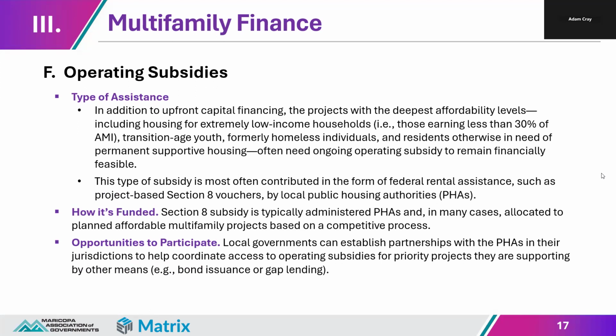So we're talking housing for extremely low income households at 30% of AMI or less, transition age youth, formerly homeless people, and folks who really need permanent supportive housing. And so when you have that little rent coming from the tenant side to support the project, you often need ongoing operating subsidy to make the deal pencil in the long term. And so that's what Section 8 is really, really great for.